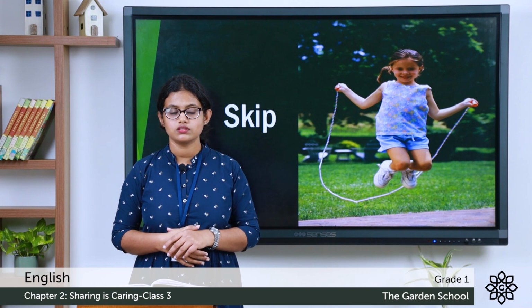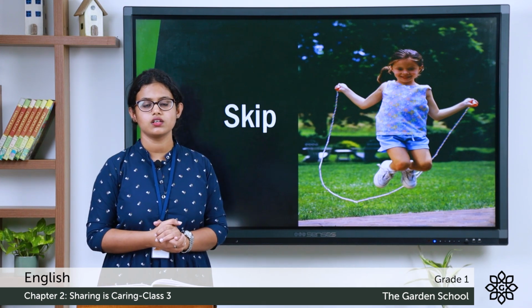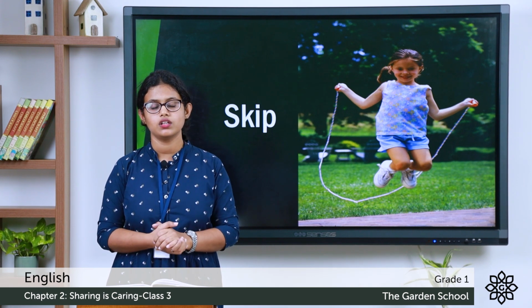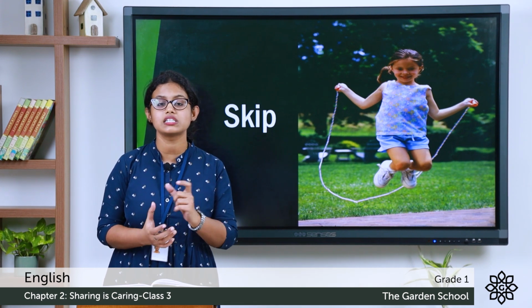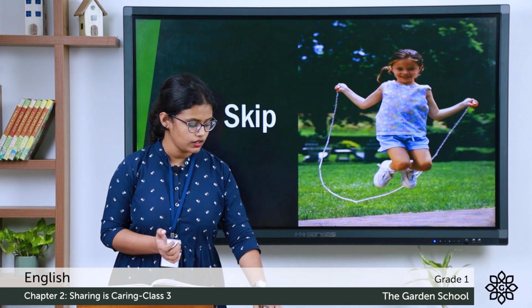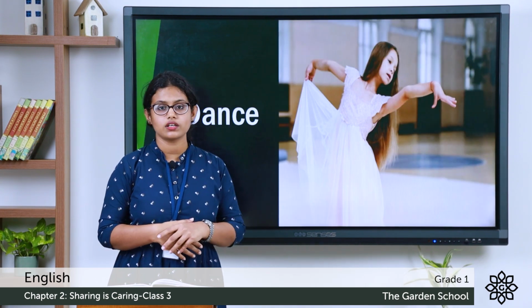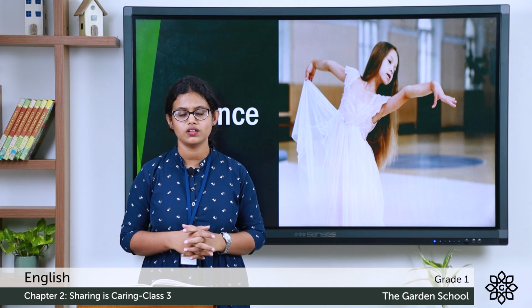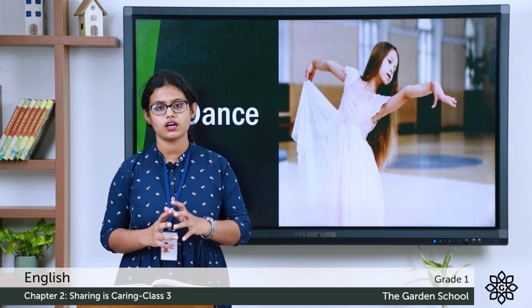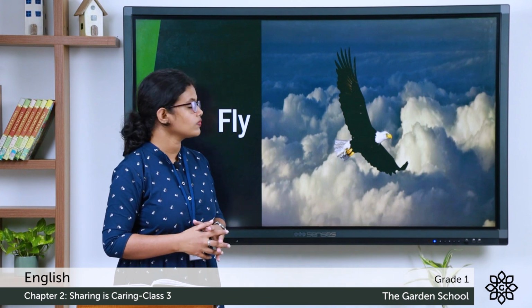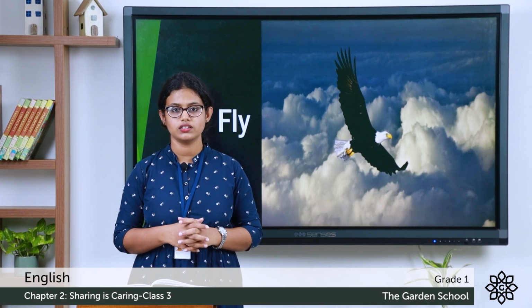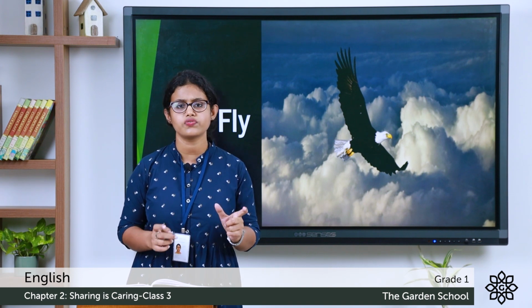Let's see the next one. A girl is skipping. So what is the action word here? The word is skip. The word skip tells what the girl is doing. What about the next one? A girl is dancing. So what is the action word here? The action word is dance. You can see the bird flying. What is the action word here? The action word is fly.